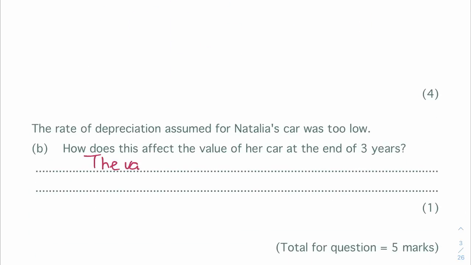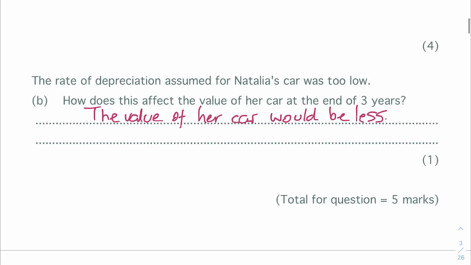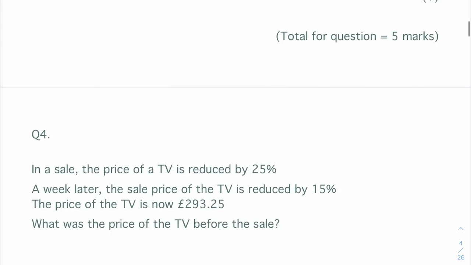There we go. You could back that up with some numbers if you want, if you want to think about it yourself and you're not sure whether it goes up or down, but the value of her car would be less. And there we go, 1 mark, so we don't need to do any working out with that. Okay, on to our next question.